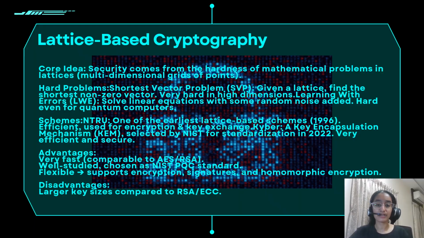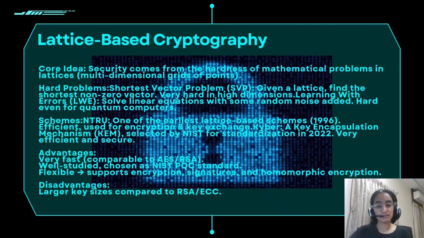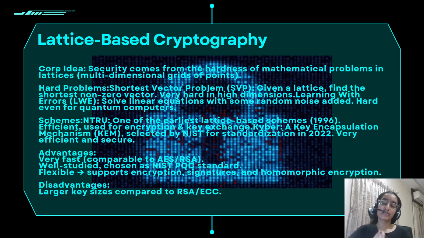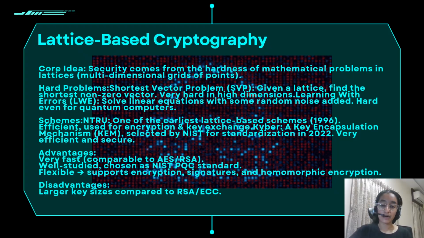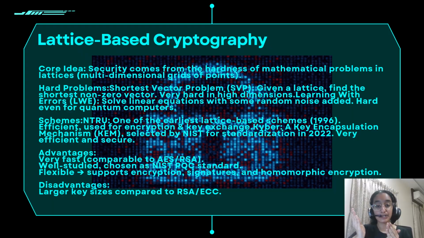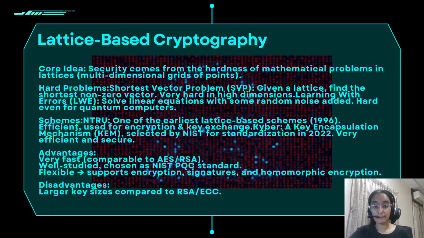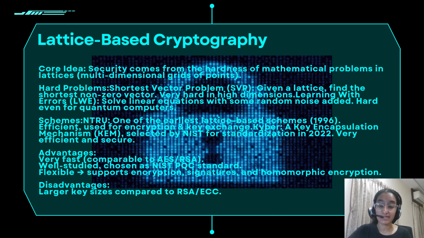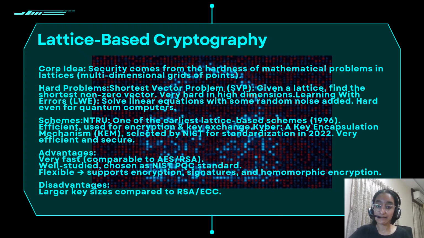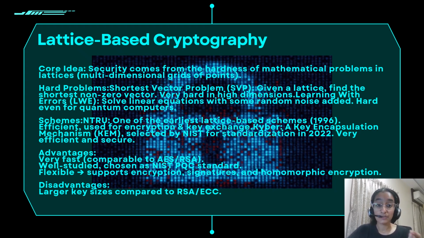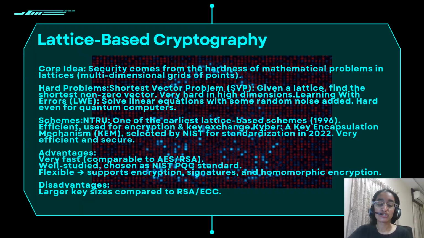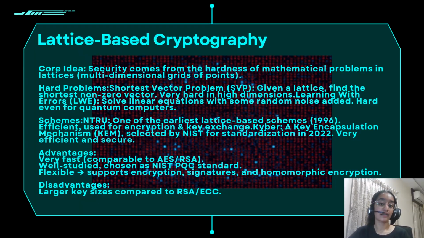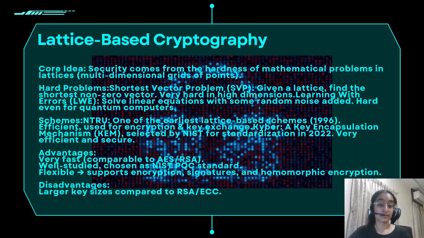Imagine solving a set of equations like 72x plus 3y equal to 7. I'm giving you an equation, but each equation has a tiny mistake added. Without the secret key, solving these noisy equations is very difficult. So both SVP and LWE are believed to be hard even for quantum computers.